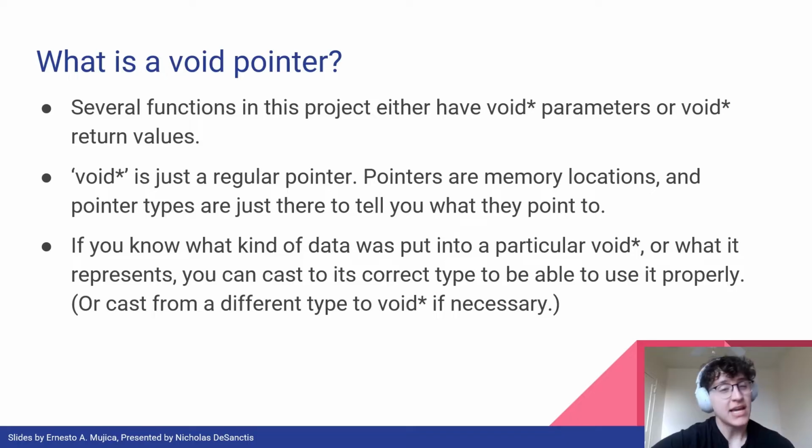If you know the idea of templates, it's kind of like that, but with pointers. Particularly, this can be helpful in allowing the user of the program to allocate objects of whatever type they want when using your library. With that said, a void pointer is ultimately just a pointer. If you know what kind of data it represents, all you have to do is cast it to the correct type. And conversely, you can cast from a different type to a void pointer if necessary.